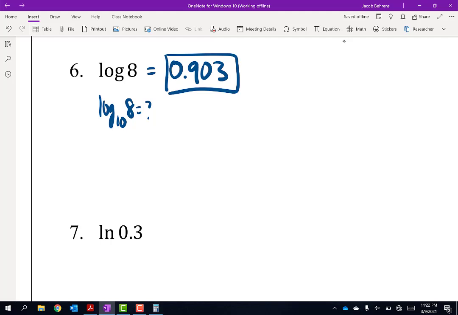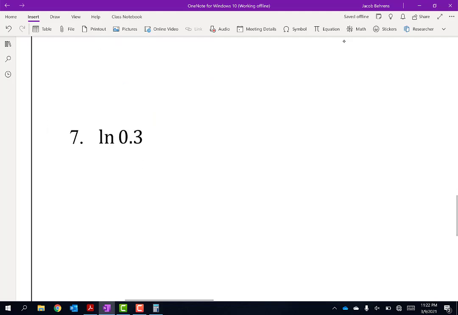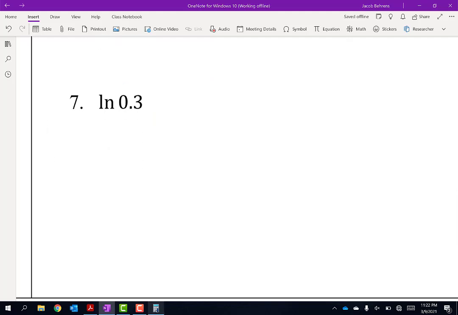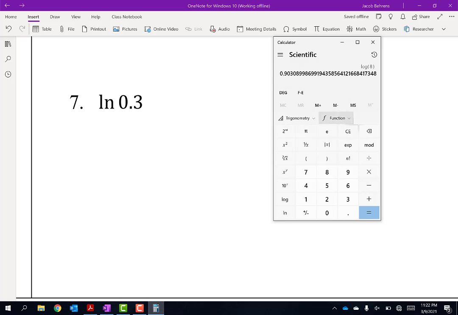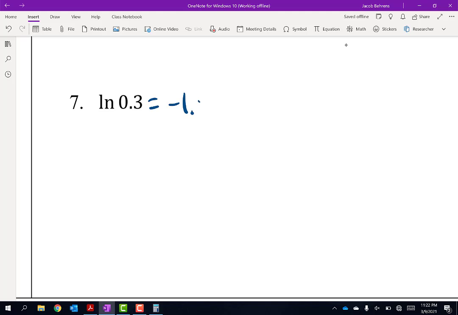And then you'll do the same thing for number 7 here, this last one, the natural log, ln of 0.3. So on mine, again, I have to type in 0.3 first and then hit my natural log. We end up with negative 1.204 if we're rounding to 3 decimal places. Negative 1.204 is what we end up with.